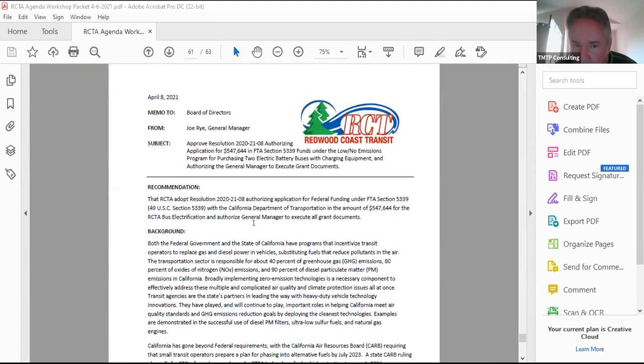Okay, that's all for the workshop part of the meeting. We have one regular item before we let you go tonight, and it's Dan's item. If it's okay with Chair Strong, we can go right into item number 6. Is there any further discussion on the board from the workshop?